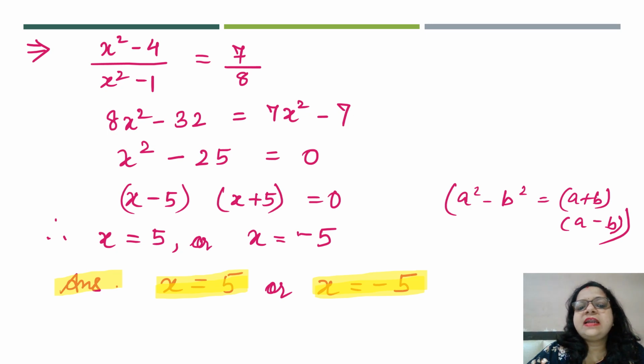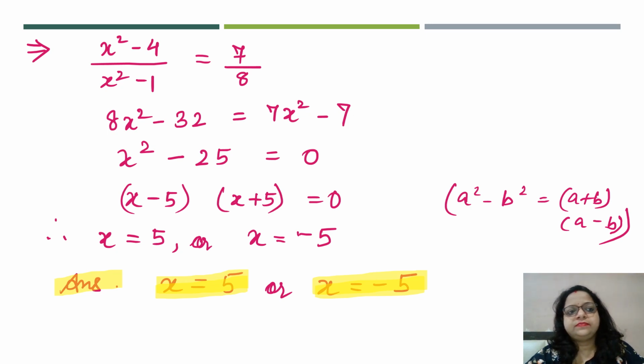Now again we see that this is in the form of a² − b², that is x² − 5². So we can write it as (x − 5)(x + 5) = 0. Therefore x = 5 or x = −5. Answer: x = 5 or x = −5. I hope you have understood why we have taken x − 5 and x + 5, because it satisfies the identity a² − b² = (a + b)(a − b).